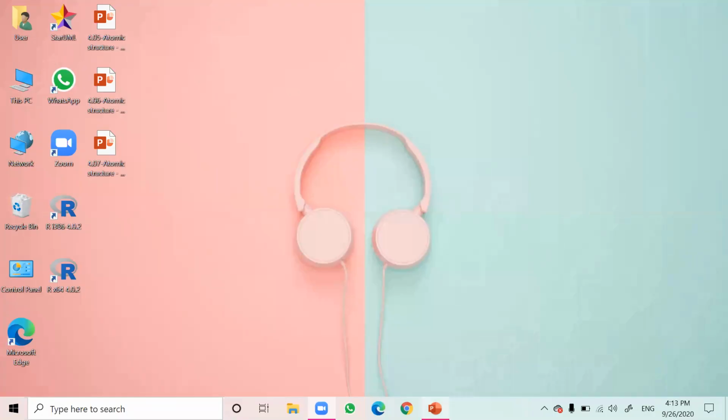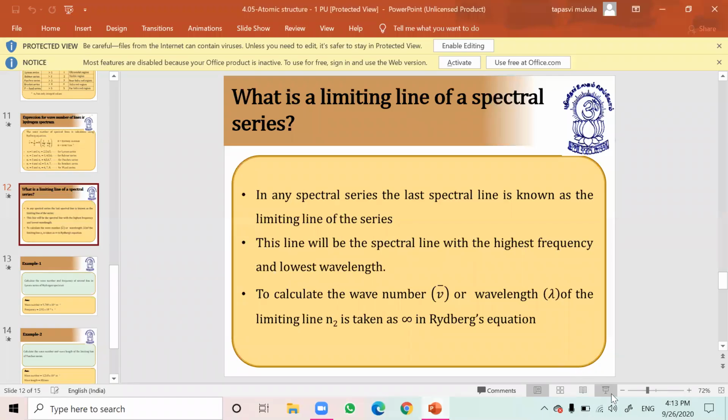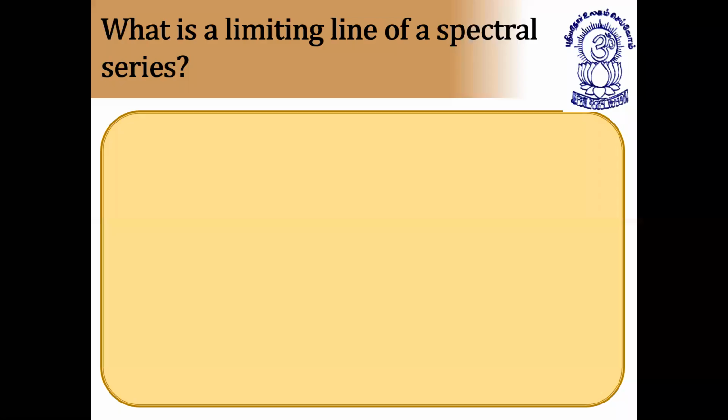Today we are continuing lecture 3, that is atomic structure. In lecture 2, we discussed line spectrum, band spectrum, the different spectral lines, and the hydrogen spectrum also. Now, continuation to that topic.